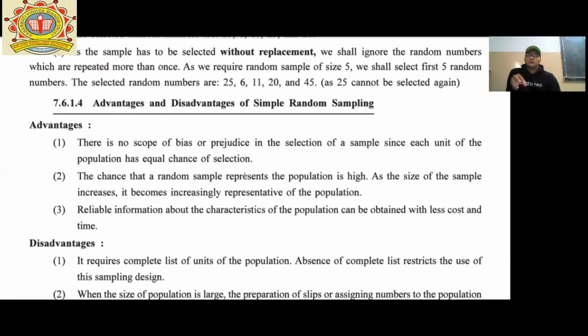This technique is useful when the population size is very large. So I am selecting this. It means we can say that in a box there are 1,000 lotteries and I am selecting one of them. So there is an equal chance of selection and there is no bias or prejudice in this selection. Okay. Third point, reliable information about characteristics of the population can be obtained with less cost and time. It means it saves our time, energy and money.